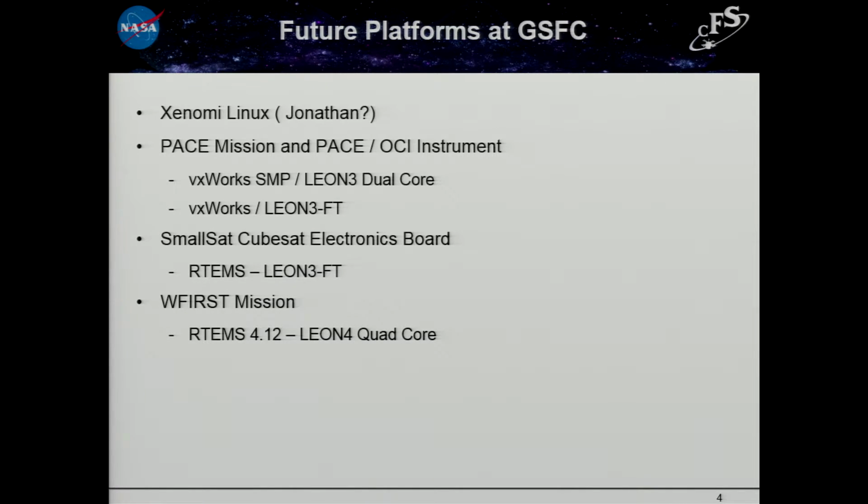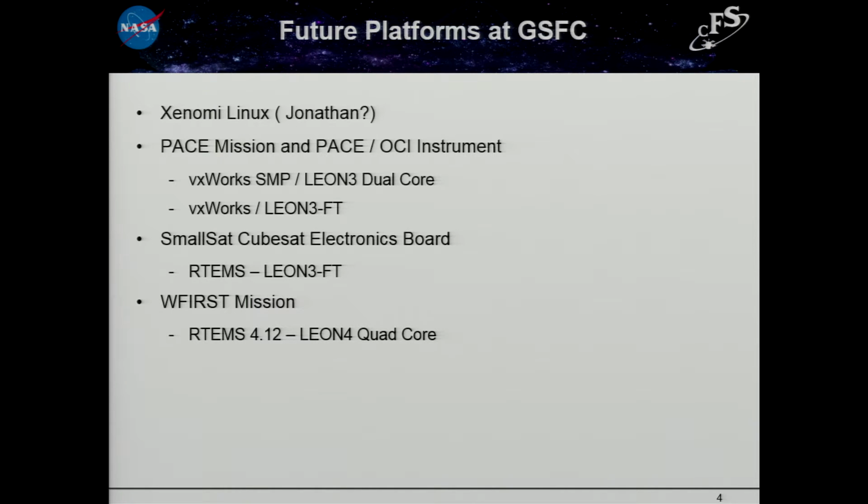So anyway, some of the work we want to do coming up at Goddard, we have this PACE mission and the PACE OCI instrument, so the PACE CNDH. And they'll be using VxWorks SMP on a Leon 3 dual core. And the same processor card has the dual core processor, and it has a Leon 3 FT and an FPGA. Now we also have this board called the SCEB, the SmallSat CubeSat Electronics Board that we're developing. And that has the same RTG4 FPGA, and it has the Leon 3 FT processor on it. And we're planning on using RTEMS for that, probably 4.11.